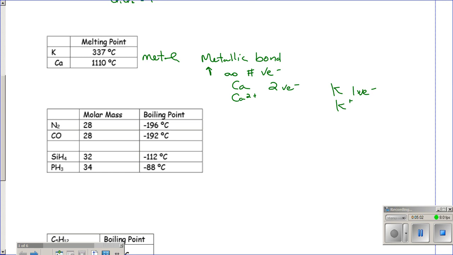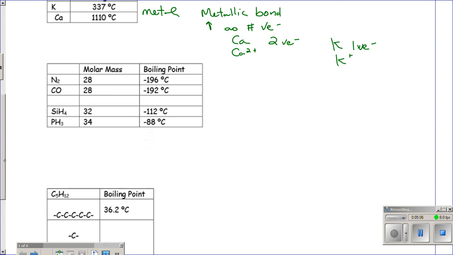Here we have some covalent compounds. So we're looking here at molecular crystals.